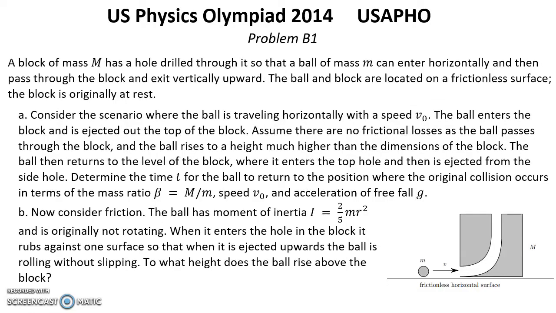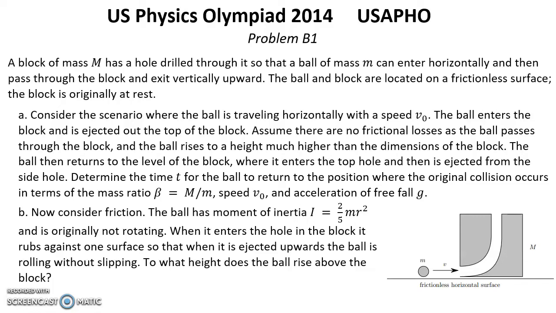US Physics Olympiad year 2014, USAPHO. Final round. Problem B1. A block of mass big M has a hole drilled through it so that a ball of mass small m can enter horizontally and then pass through the block and exit vertically upward.